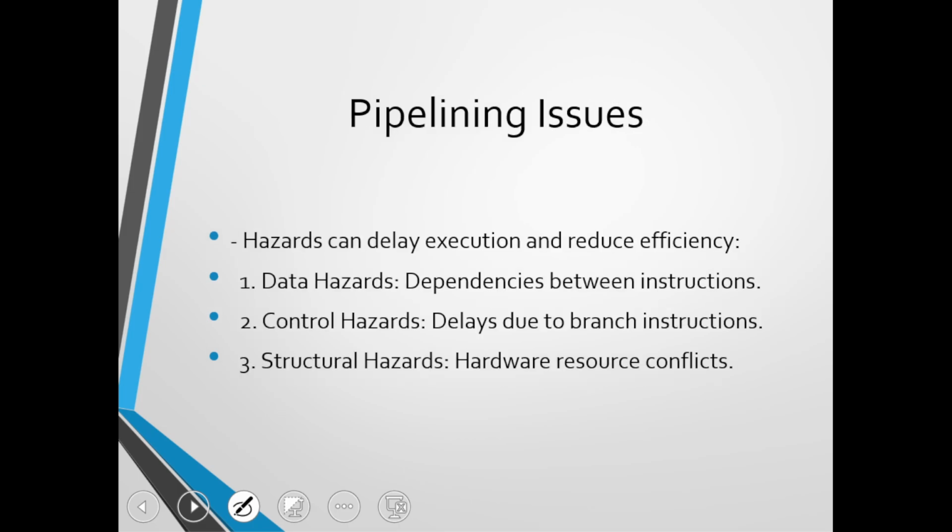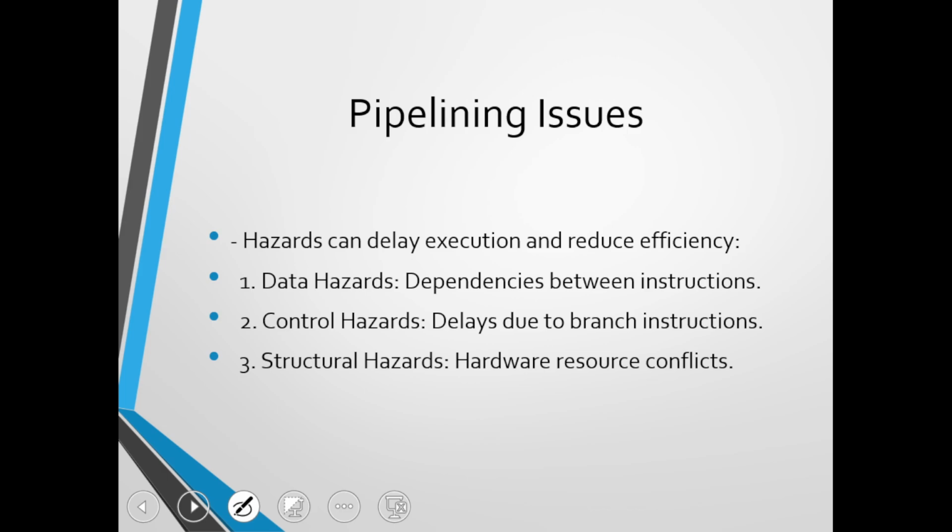Okay, now let us discuss what issues can occur in pipelining. Till now we have discussed pipelining and its organization. Now let us discuss the drawbacks that may occur when using pipelining. There are three hazards that can occur: data hazards, control hazards, and structural hazards. Data hazards are nothing but the dependencies between instructions.